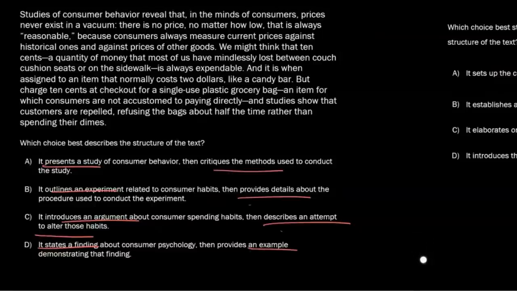Studies of consumer behavior reveal that in the minds of consumers, prices never exist in a vacuum. There is no price, no matter how low, that is always reasonable, because consumers always measure current prices versus historical ones, and against prices of other goods. We might think that 10 cents, which is a quantity of money that most of us have mindlessly lost between couch cushions or on the sidewalk, is always expendable. And it is when assigned to an item that normally costs $2, like a candy bar, but charge 10 cents at checkout for a single-use plastic grocery bag, an item for which consumers are not accustomed to paying directly. And studies show that consumers are repelled, refusing the bags about half the time rather than spending their dimes.